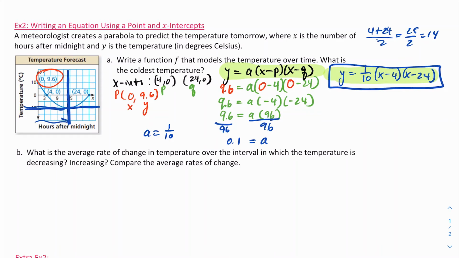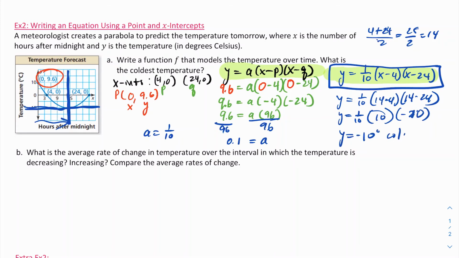So 14 hours after midnight. So we'll do 1/10, and then x is 14. So y is equal to 1/10 of 14 minus 4, which is 10. So that's 1 right there. And 14 minus 24, which is negative 10. So that's negative 10, and that's the coldest. Negative 10 degrees, coldest temperature. And that would be, again, 14 hours after midnight.